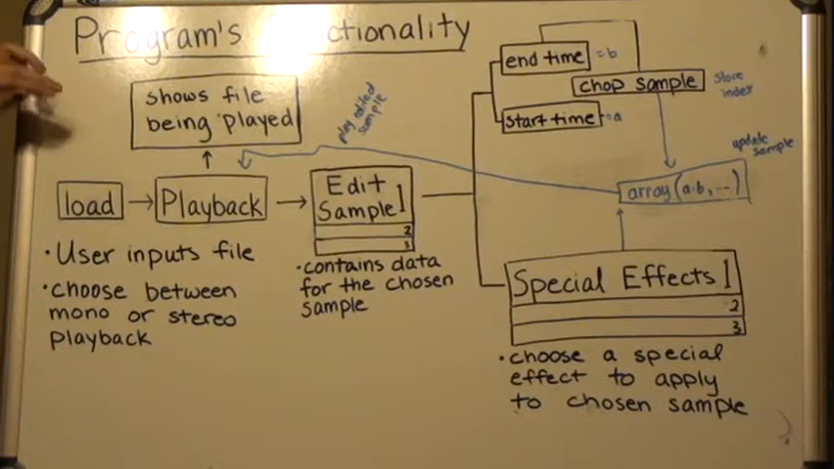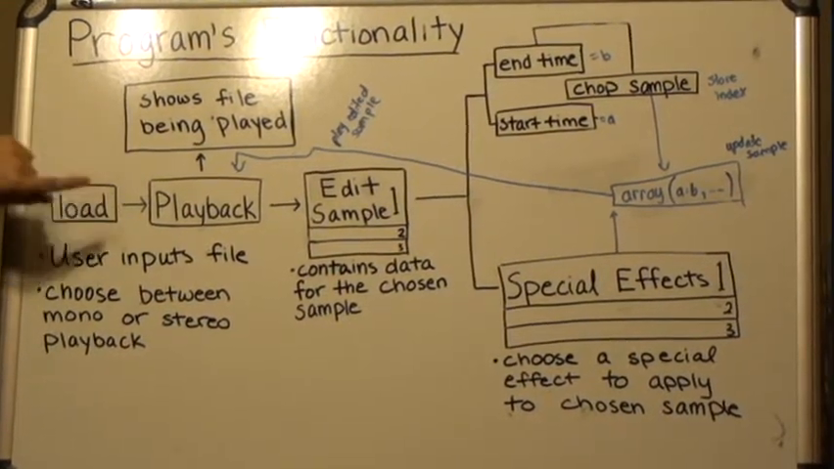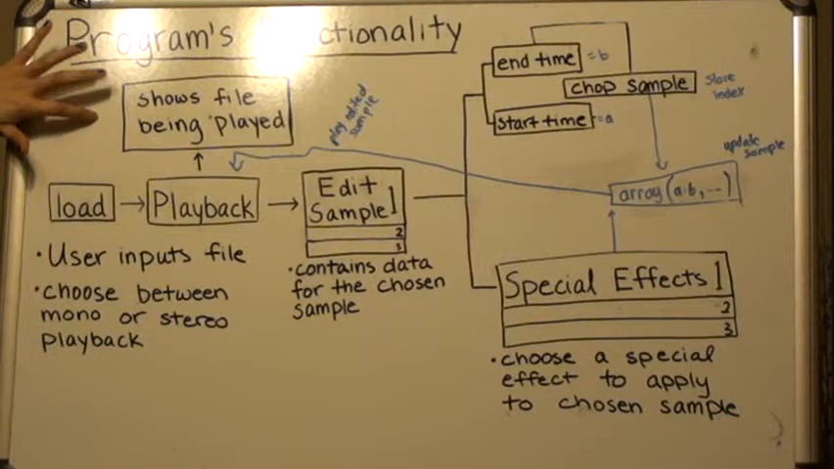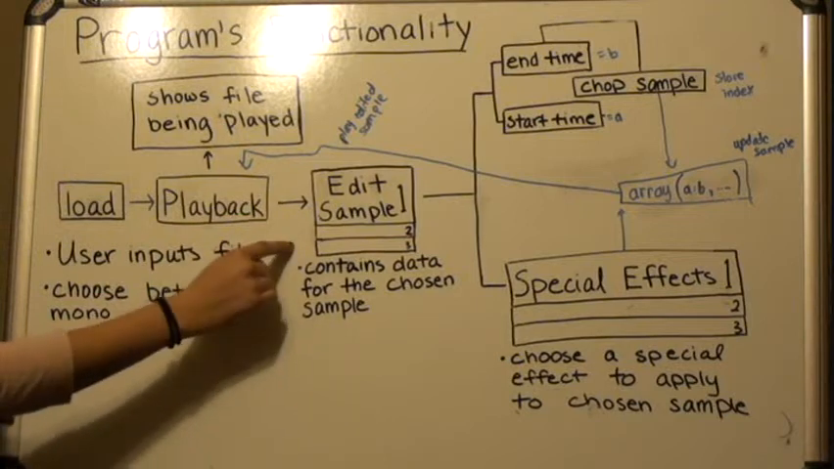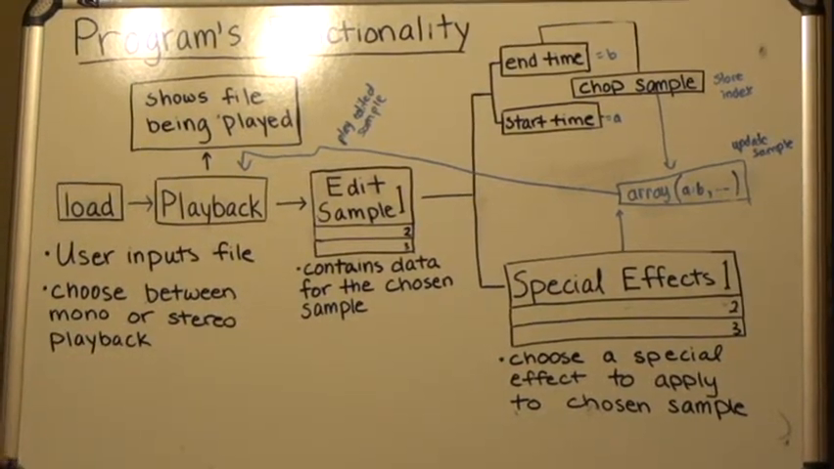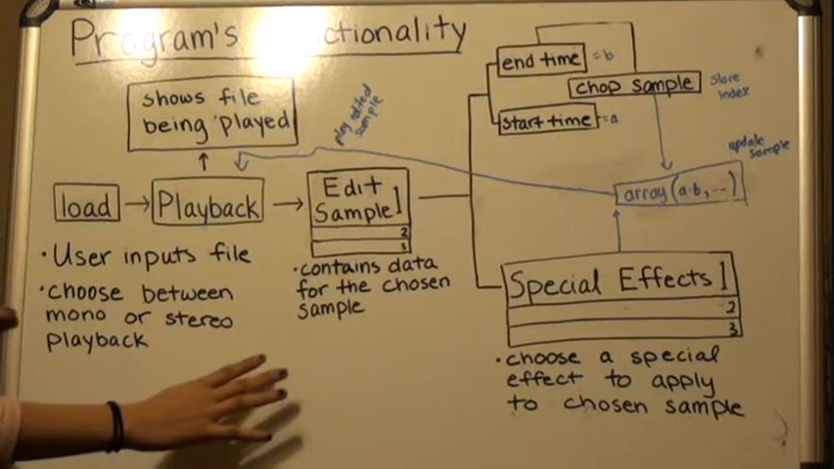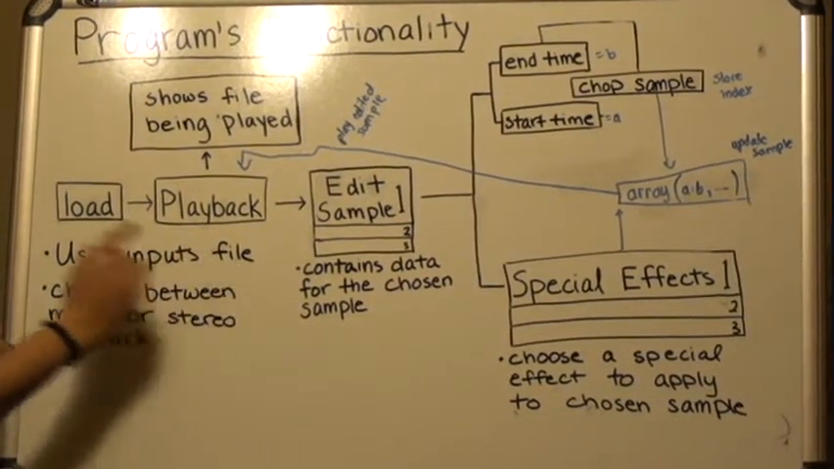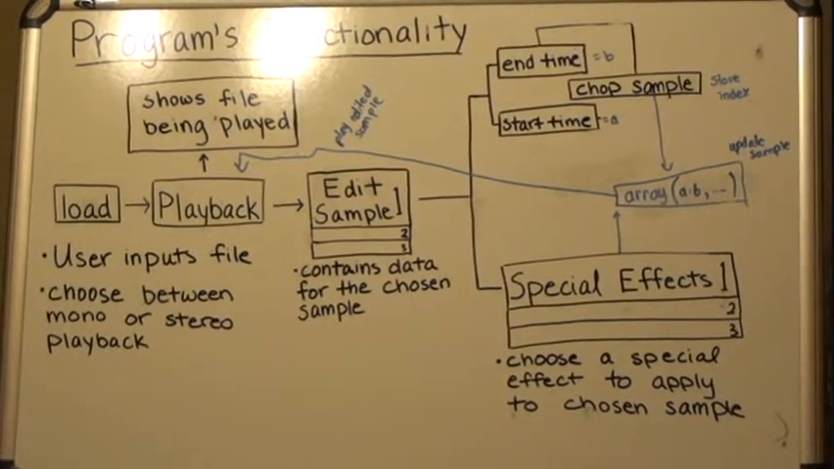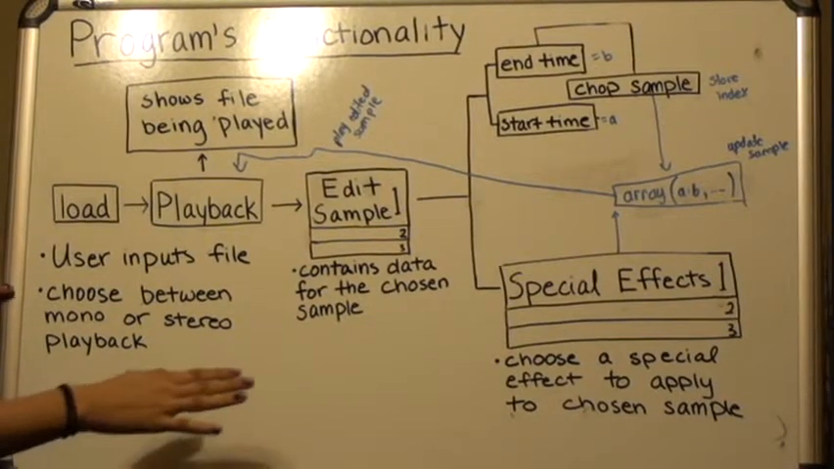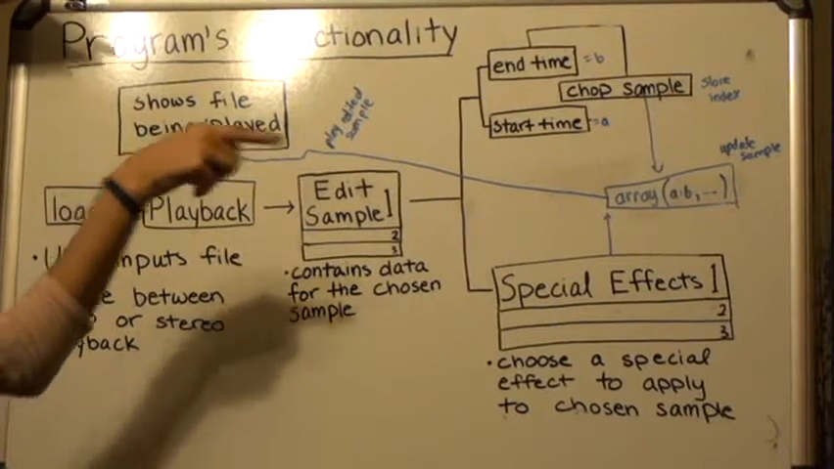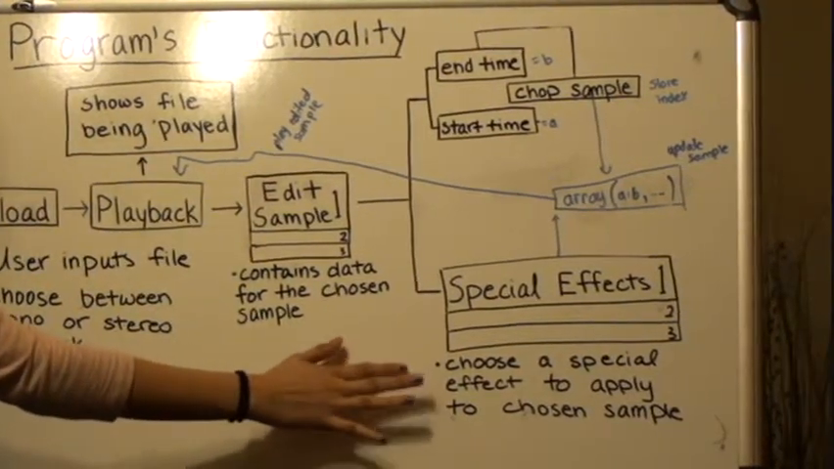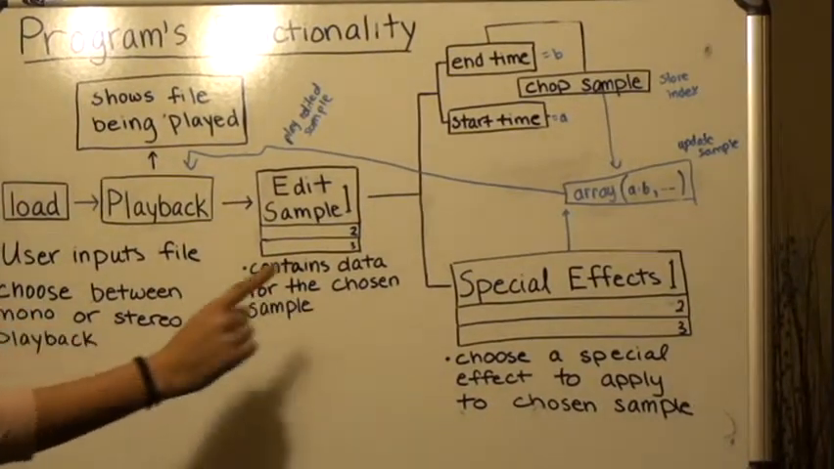reads what file is being played, and then it sends that information to the static button, which displays which file is being played. And then from there, you can choose between what sample you'd like to edit through a drop-down menu, and this here contains the data for the playback sample. And then from there, the sequence of events doesn't matter. You can choose between first editing the special effects or the chopping.